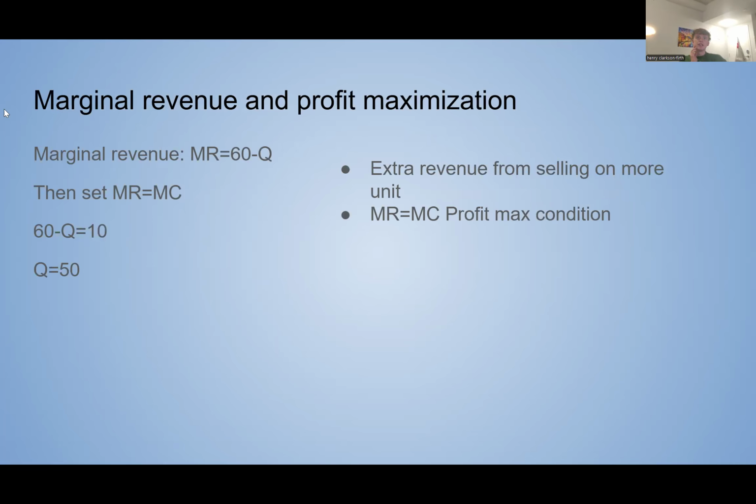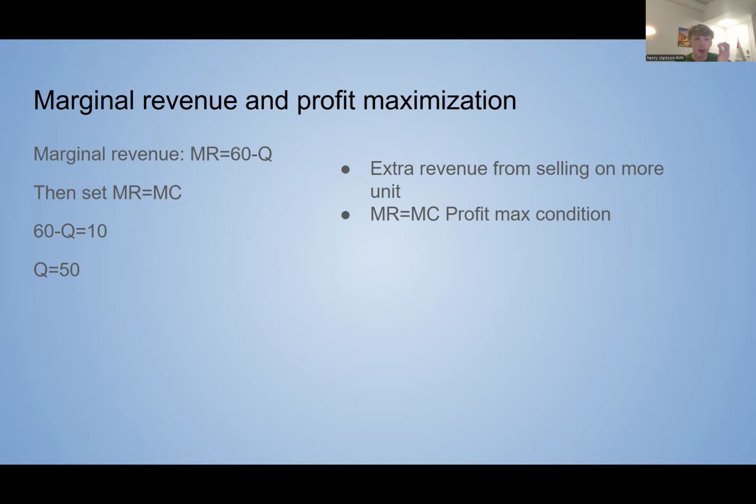Next, we need to find the marginal revenue, which is the extra revenue we earn from selling one additional cronut. When we take the derivative of the total revenue, we get MR, marginal revenue, equals 60 minus Q. In economics, we know that profit is maximized where marginal revenue equals marginal cost. So at this point, that's what's happening.